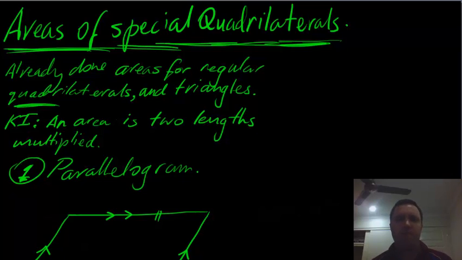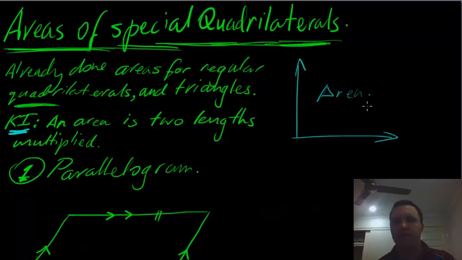So remember from our last key idea here, an area is two lengths that are multiplied together. We get one length going this way and another length going this way, and if we multiply them together we get ourselves an area. When we're doing these special quadrilaterals, we'll always be creating two lengths we multiply together to get our area.